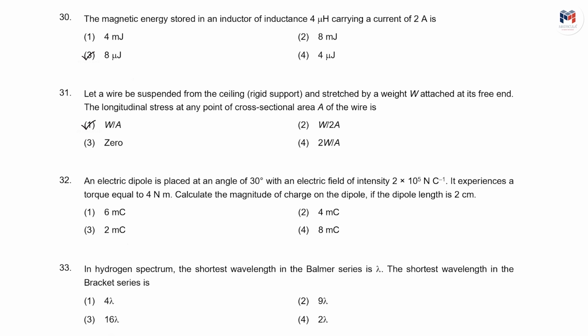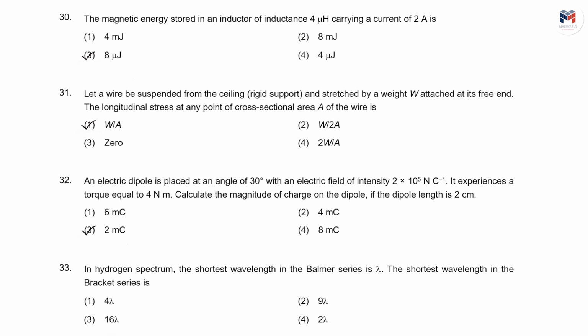Question number 32. An electric dipole is placed at an angle of 30 degree with an electric field of intensity 2 multiplied by 10 to the power 5 Newton per coulomb. It experiences a torque equal to 4 Newton meter. Calculate the magnitude of charge on the dipole if the dipole length is 2 cm. The answer is option number 3, 2 millicoulomb.